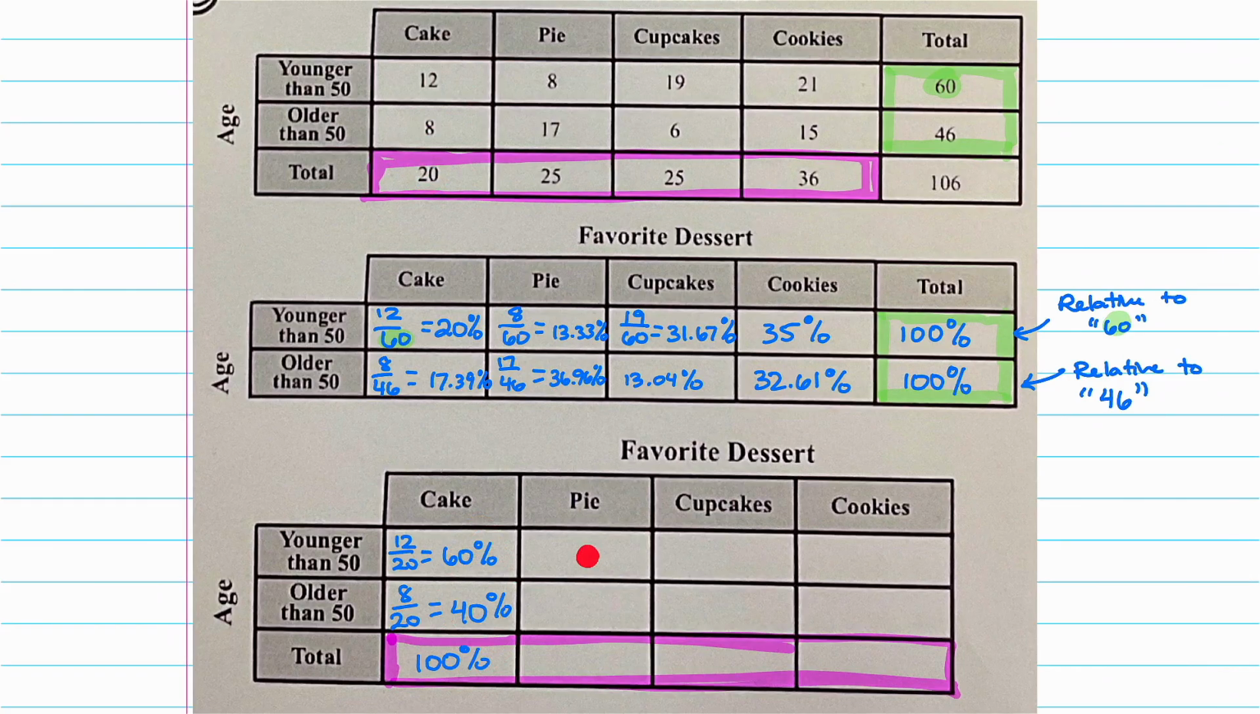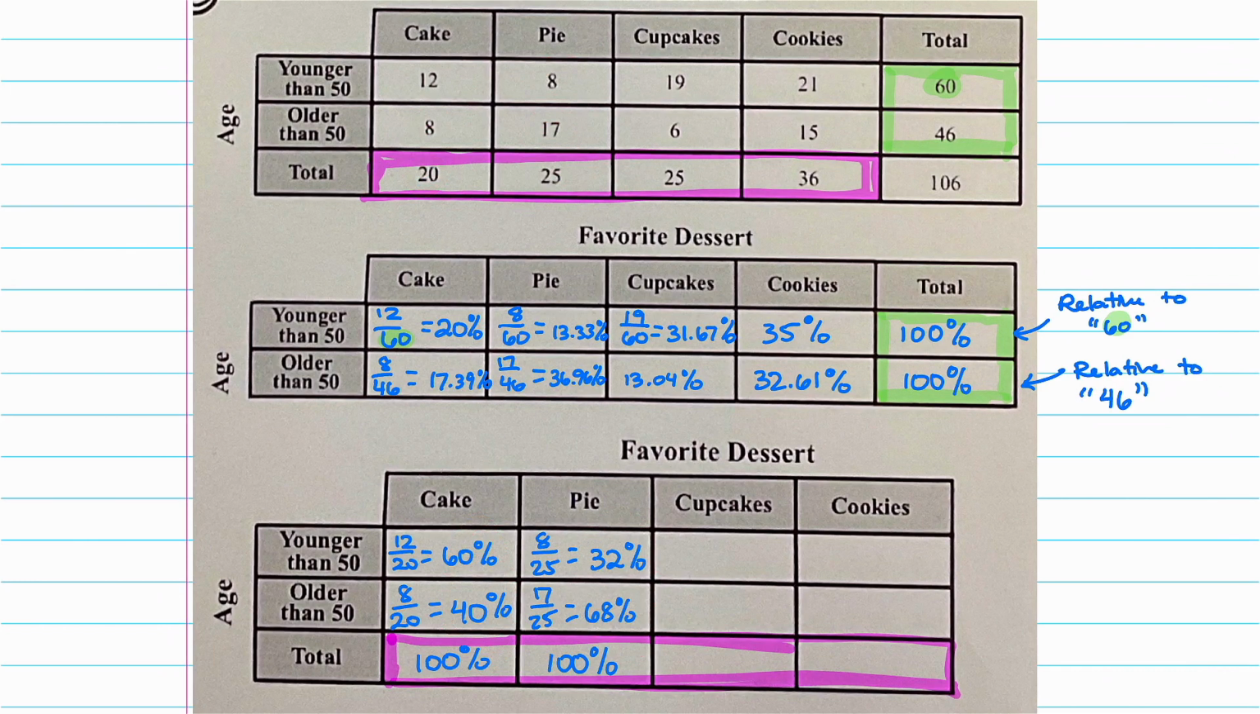All right, for the pie, this is 8, but my total is no longer 20. My total is 25. So for this relative frequency relative to the pie, this is going to be 8 out of 25. 8 out of 25, you hit enter. You move the decimal 2 times to the right, you get 32%. To get the next one, this is going to be 17 out of 25. Divide it, move the decimal 2 times, you get 68%. To get my last one, I can either go 25 out of 25, or you can add up these two to check. 32 plus 68% is in fact 100%, so it looks like I'm doing this right.